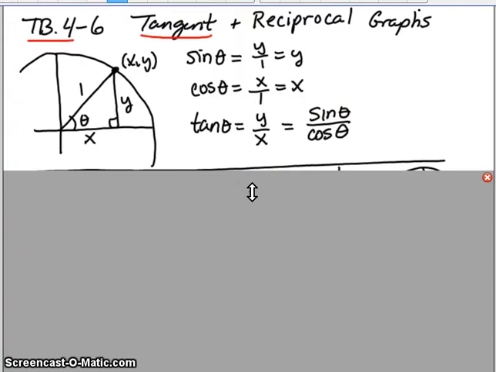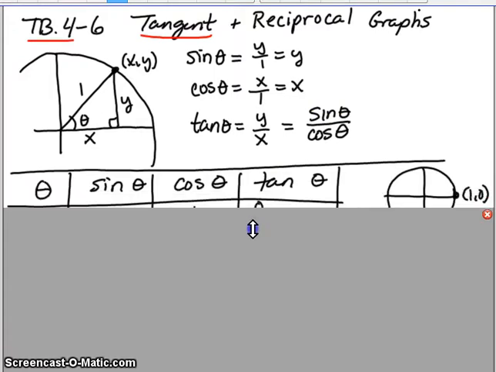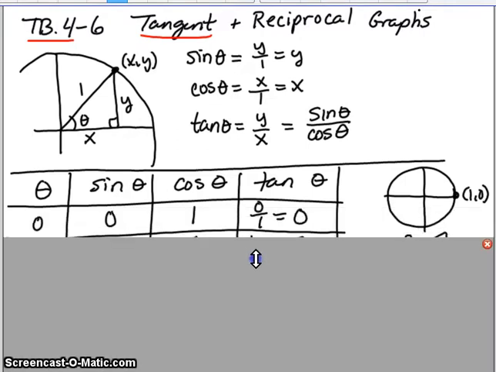We also can use special triangles. So we're going to make a little chart here with theta, sine theta, cosine theta, and tangent theta, and look at the tangent value in particular. So when we have 0, sine of 0 and cosine of 0 are found just by using the coordinates of the unit circle at 0. Sine goes with y and cosine goes with x, so sine is 0, cosine is 1. Sine divided by cosine is 0 over 1, so tangent is also 0 like sine.